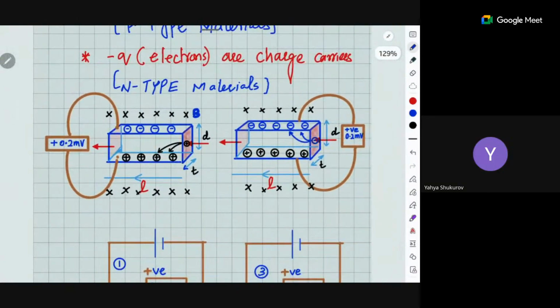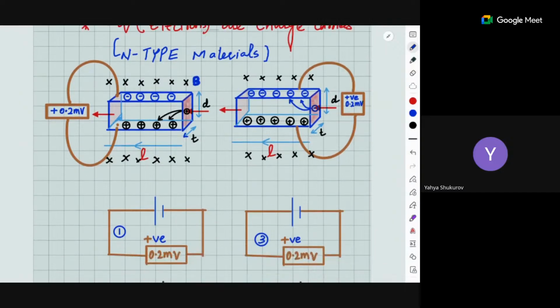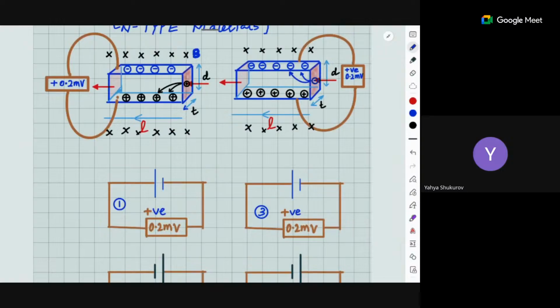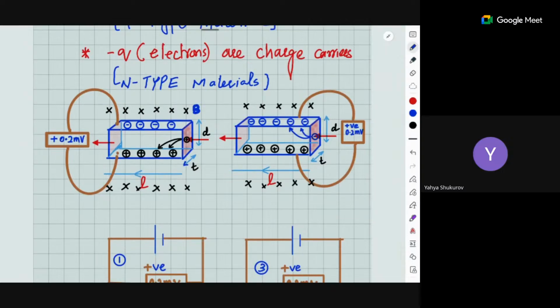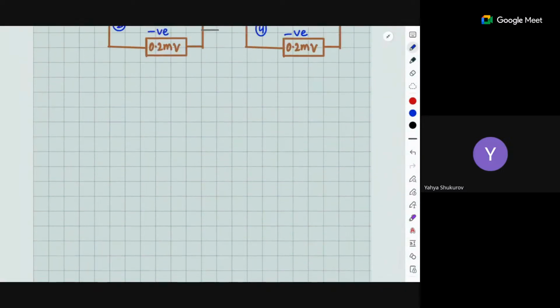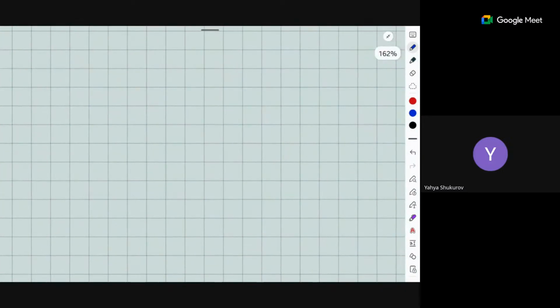So that shows that when you have reversed the type of charge carriers, the drift is reversed, but the polarity of the Hall voltages is unchanged. Is this very clear to everyone or not? This is a question asked in one of your past papers.